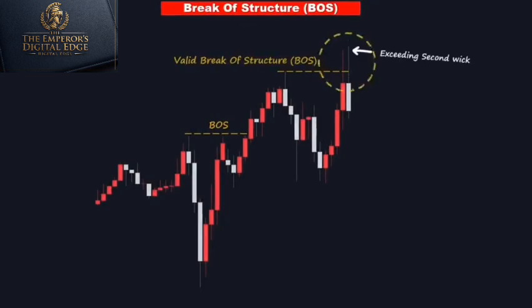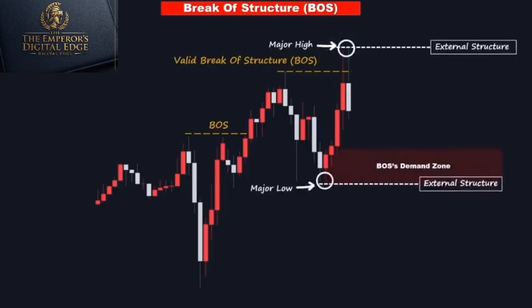Now, consider another scenario. If the price breaks the recent higher high with a wick, and then the body of the first candle closes below the range of the high, with the subsequent candle's wick exceeding the first candle's wick, we can consider it a valid bullish break of structure. In this case, we have a newly formed major high and a major low defining our updated trading range. The nature of internal price action within the range of this high and low doesn't matter, as long as the price remains above our newly generated major low, indicating a bullish market.